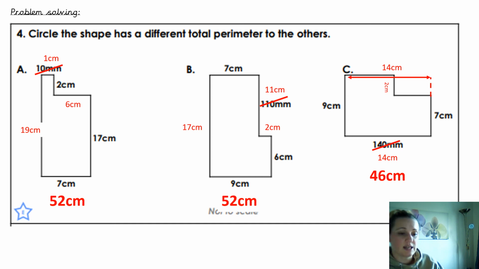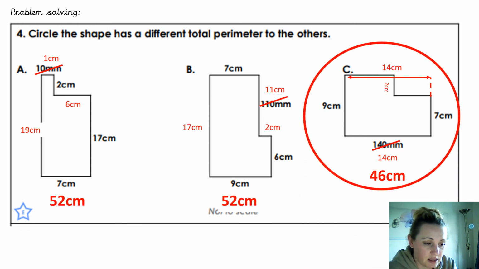This last one, C, was a little bit more difficult because we didn't have anything to work out these 2 missing lengths. But what we did know was that the total length across here was 14. So therefore, that plus that must also have been 14 because those 2 together are the same length. Okay, so that was also 14 going across. That was quite tricky, that one. So A and B are both 52 and C is 46, so that's the odd one out.